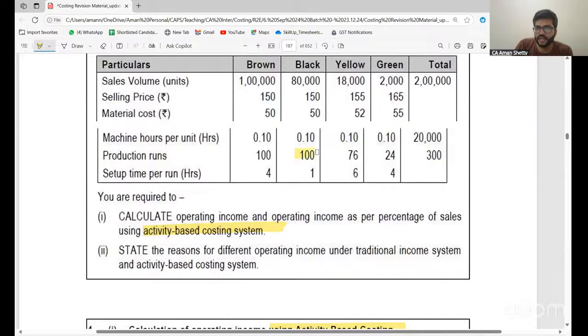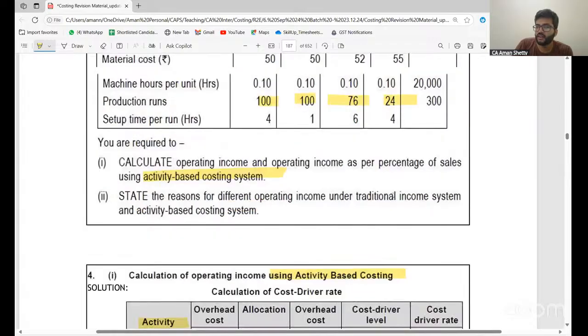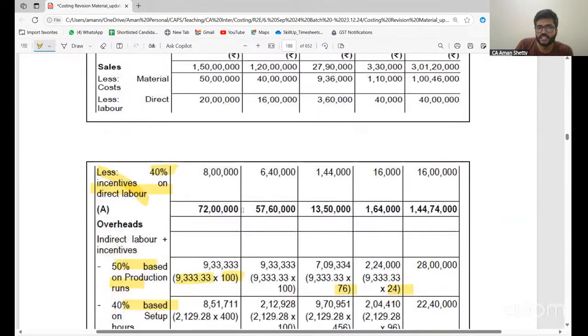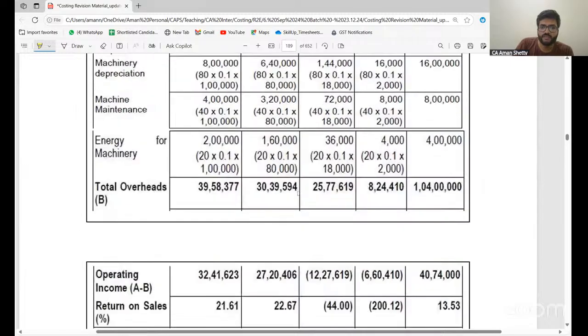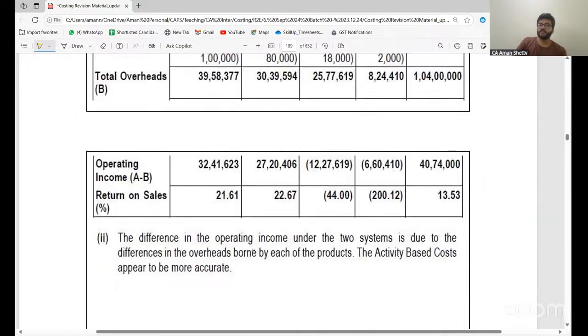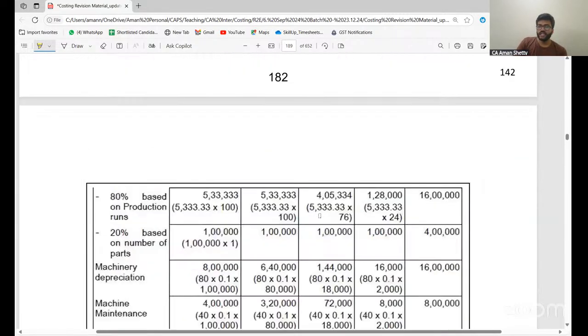Here you can see here 100, 100, 76, 24. Is it making sense? All of you. Everybody understanding? The same thing you multiply here. This you apply the same principles of ABC. But if you look at it, it's quite a lengthy question. Right? It's quite a lengthy question.